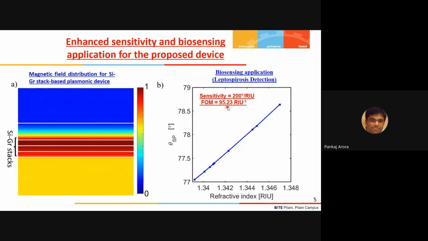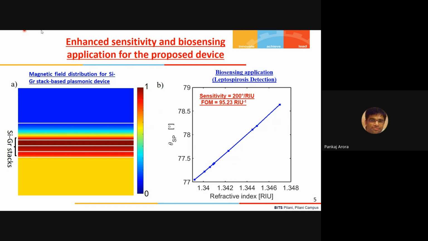Further to figure it out, we tried to zoom in on that field plot, and we could clearly see the silicon graphene, the white one is the graphene, the red one is the silicon graphene stacks. You can clearly see the field got really enhanced with respect to the color bar. That was the main reason, the physics behind increasing the sensitivity: just by adding silicon graphene stacks helped me to enhance the field, resulting in more interaction with the analyte, which means more sensitivity.